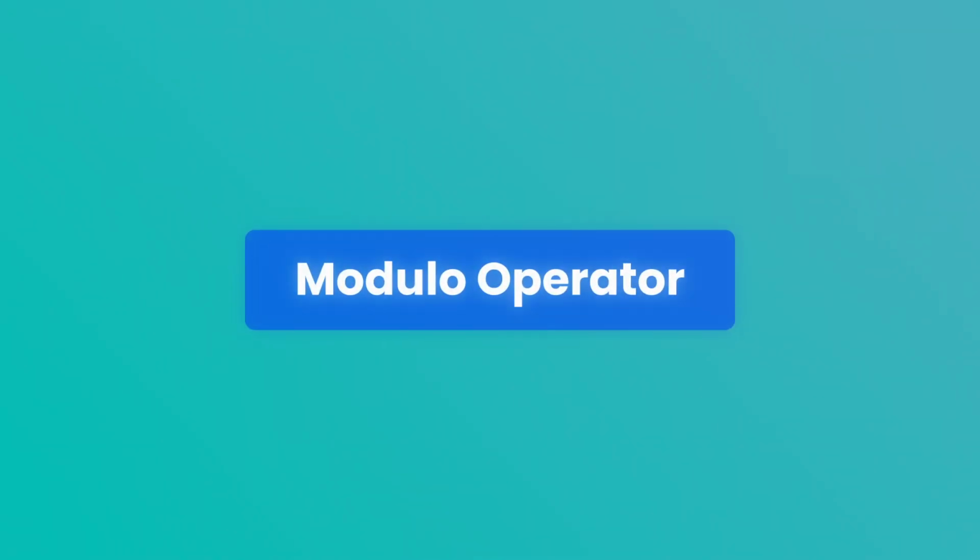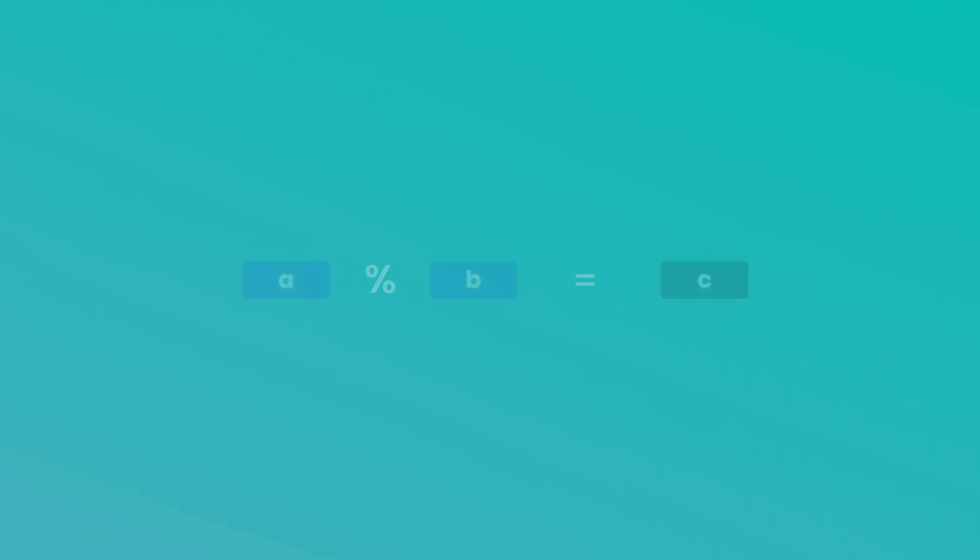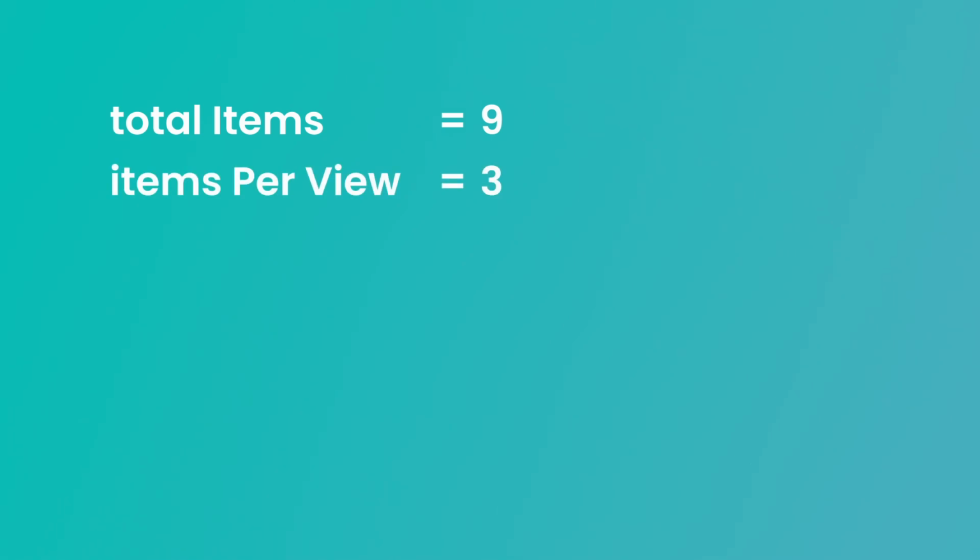Now to work out the maths behind the slider, we can use something called the modulo operator, or the mod operator. The mod operator is represented by a percentage symbol and works by dividing one number by another and returning the remaining value of that division. So when working with the slider, there are a couple of constants we can define. First of all, the total items, and this is the total number of items in the slider, and the items per view, and this is the number of items visible at any one time.